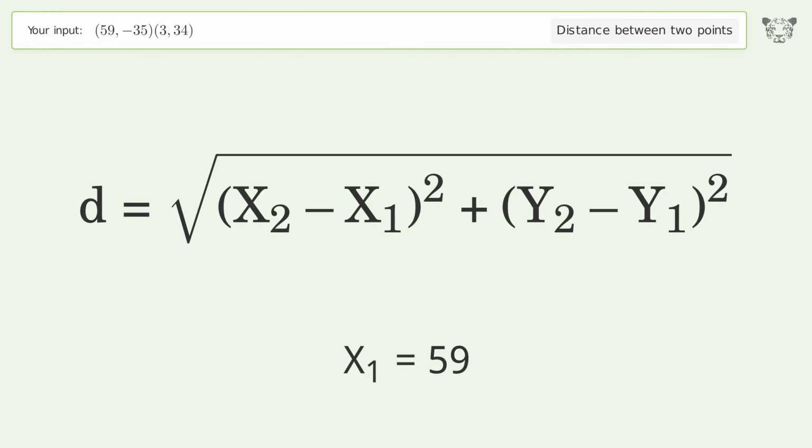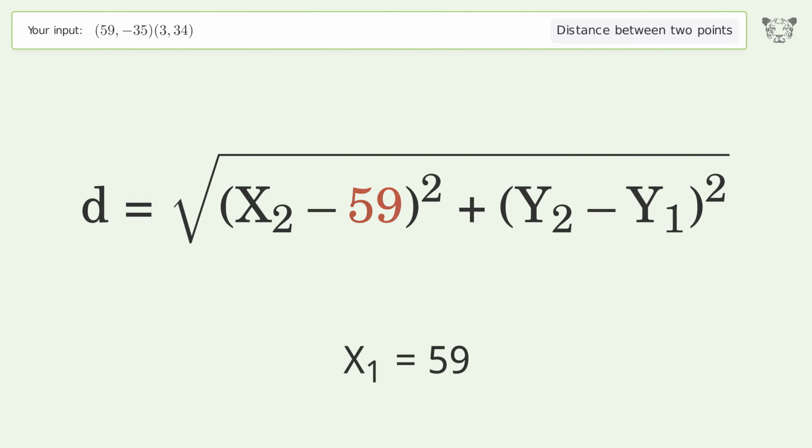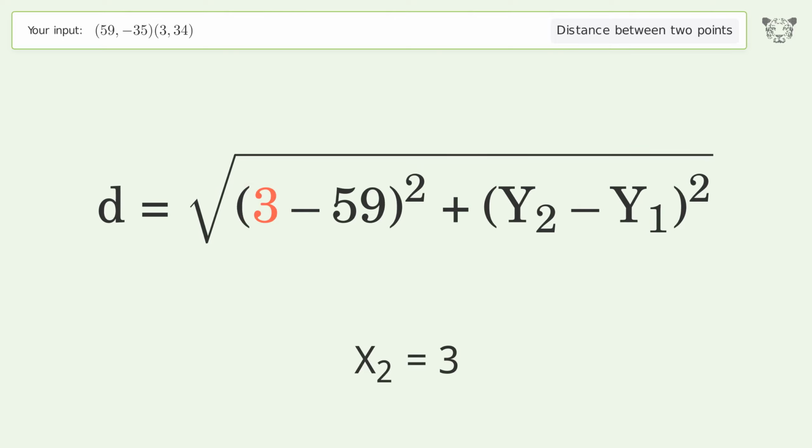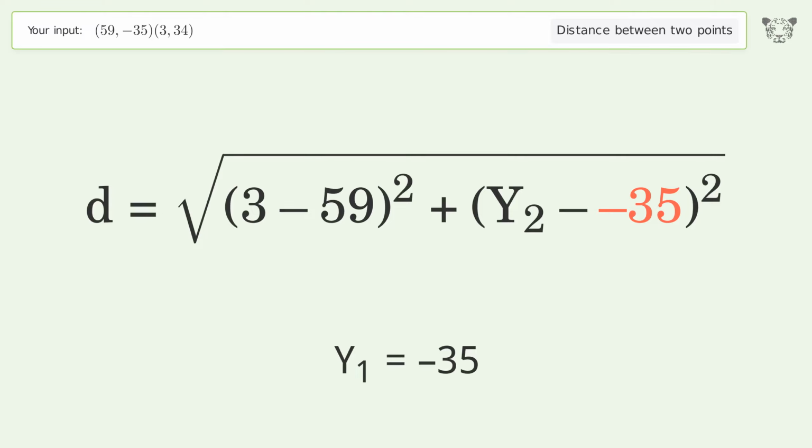x1 equals 59. x2 equals 3. y1 equals negative 35. y2 equals 34.